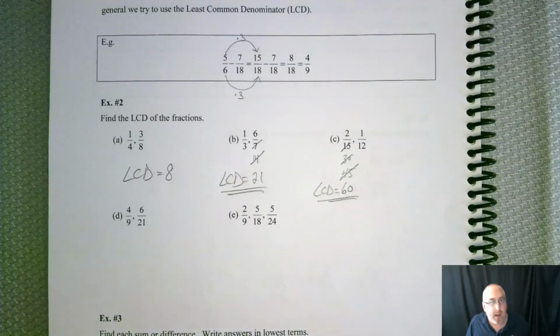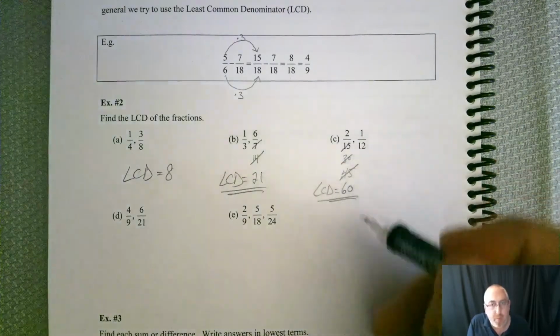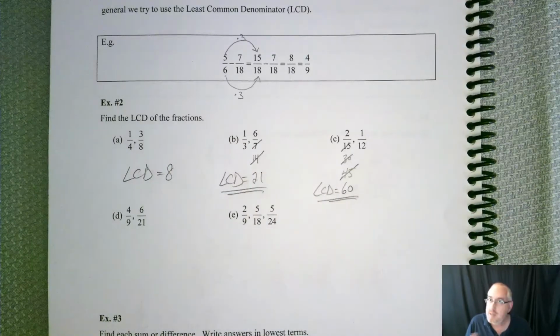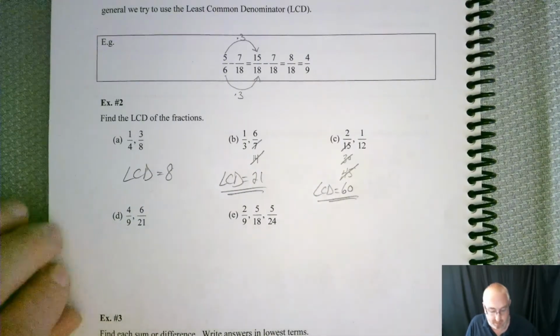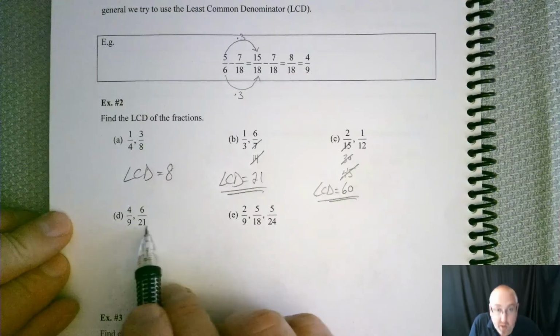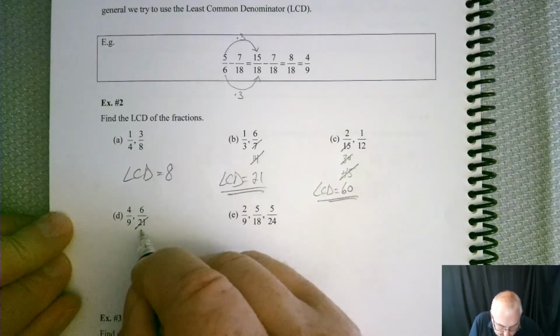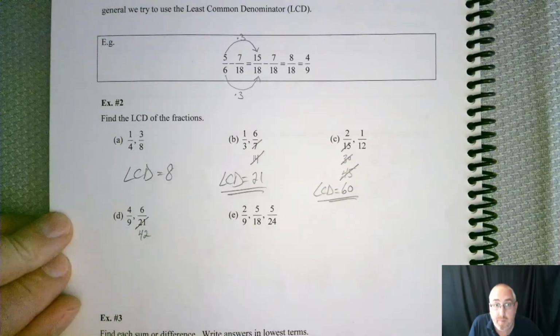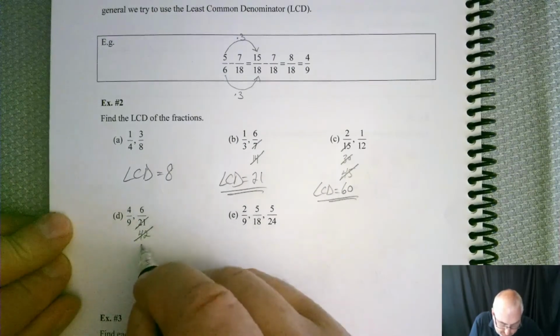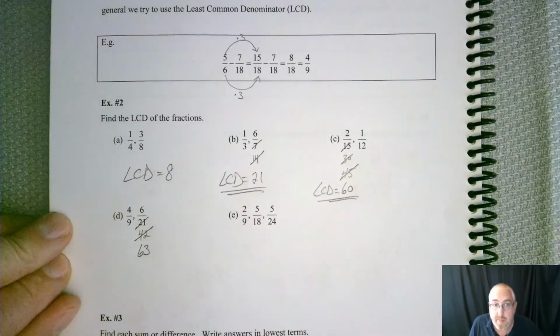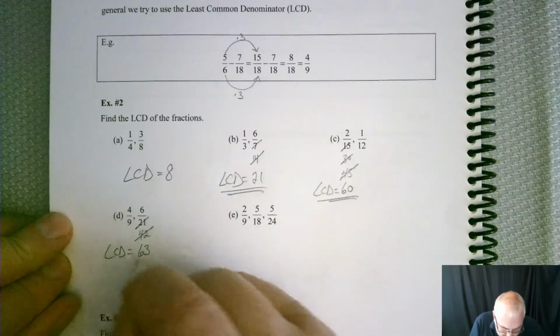So not a terrible process. Hopefully you're not going to have to do too many multiples before you find where it works. Sometimes it's quick like the first one. So it's going to depend. Let's just do these last two and then we'll stop this video and pick up the last bit of it in the next one. So we've got 9 and 21. Well, 9 doesn't go into 21, so let's cross that out. Next multiple would be 42. Does 9 go into 42? No. Next multiple would be 63. Does 9 go into 63? Ding, ding, ding. So that is your LCD.